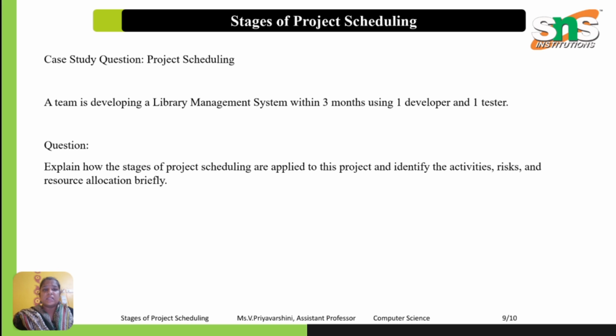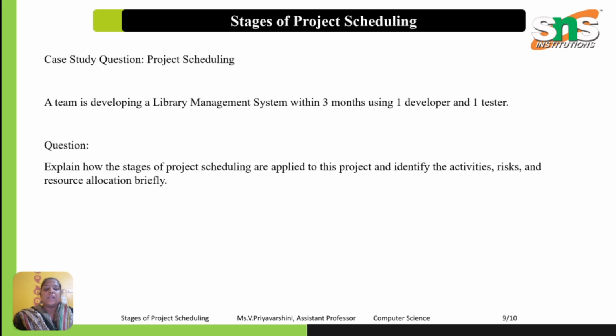Next is a case study. Let us understand the complete scheduling process using a real world example. The case study is a library management system. Project scenario: a software company is assigned to develop a library management system. This project must be completed within 3 months. Available resources: one developer and one tester. The system should perform book management, student management, book issue and return, search functionality, report generation.